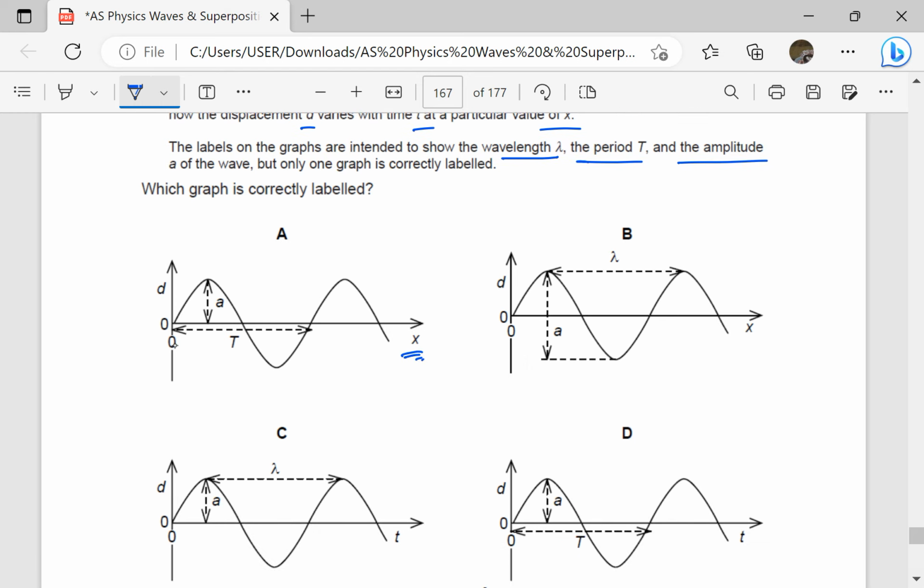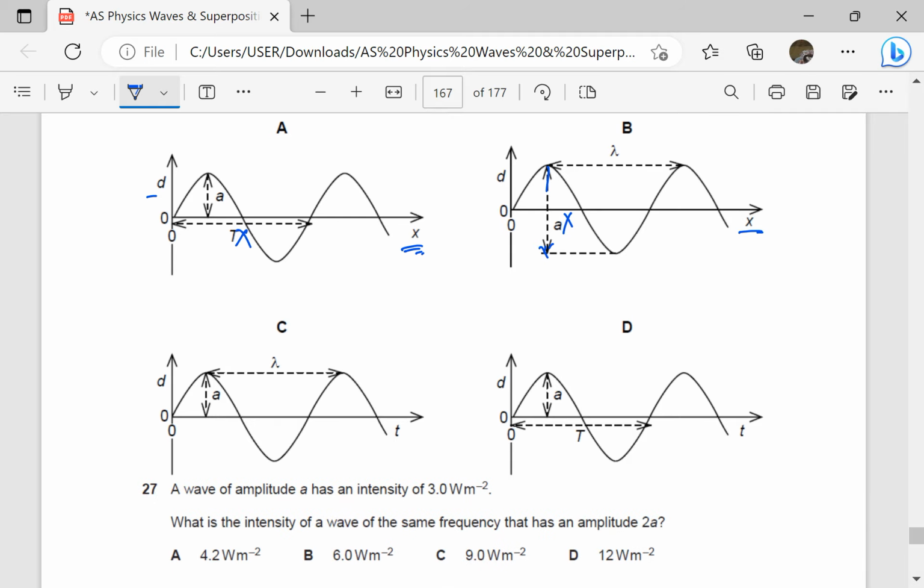So this is x, distance, so this is not going to be period. X is distance, but this is twice the amplitude, so that is not correct. A is supposed to be the amplitude. This is T, so this can't be wavelength. That would be period. So this is T, that is period, and that is amplitude, so the answer is D.